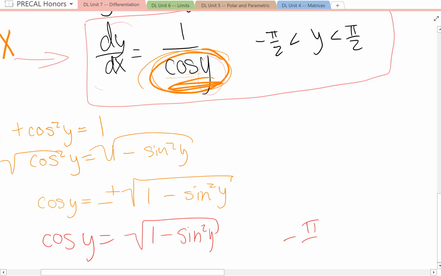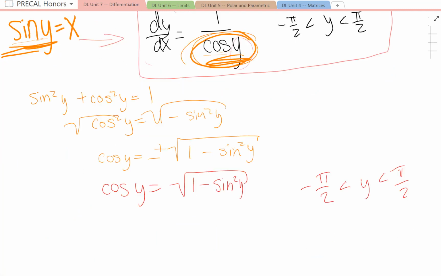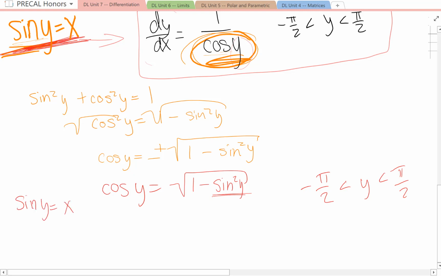Again, this is still with these restrictions. Now I have a value of sine squared y, but I don't know sine squared y. Or do I? We have sine of y. If sine of y is equal to x, then sine squared y, squaring that entire side, would give me that entire side squared, x squared.